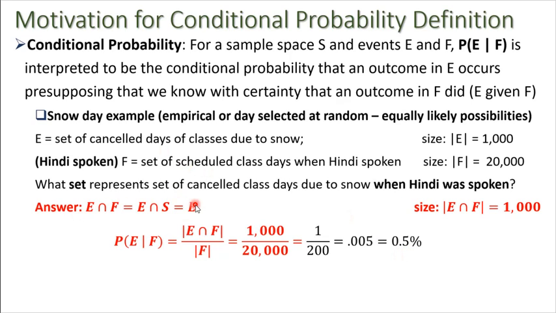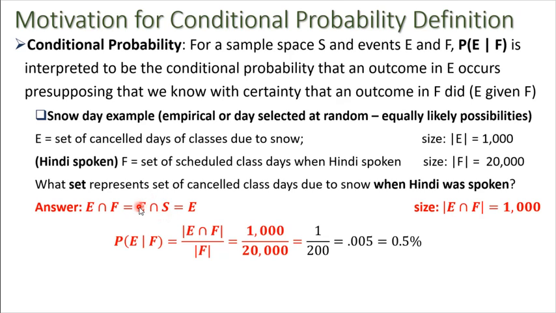And finally, we could consider the case when F is information that wasn't very useful, which was just that Hindi was spoken that day. So we would expect that on all of those 20,000 days, Hindi was spoken. So what that really means is that the size of F is 20,000. F is the same set as S. It's the set 1, 2, 3, all the way up to 20,000, all those positive integers. So if we take the intersection of the sets E and F, that's the same as the intersection of the sets E and S, since F is just equal to S.